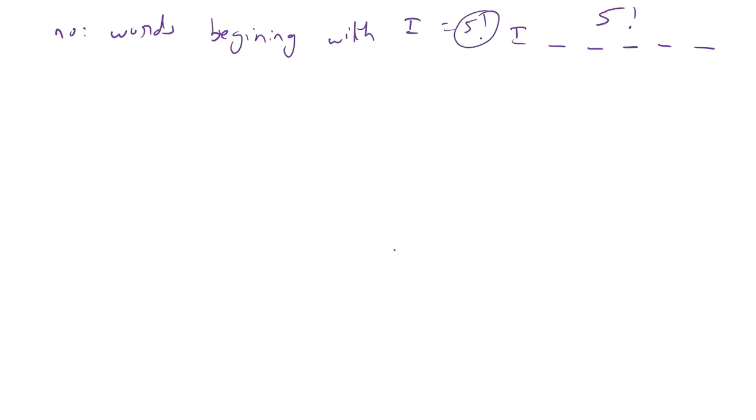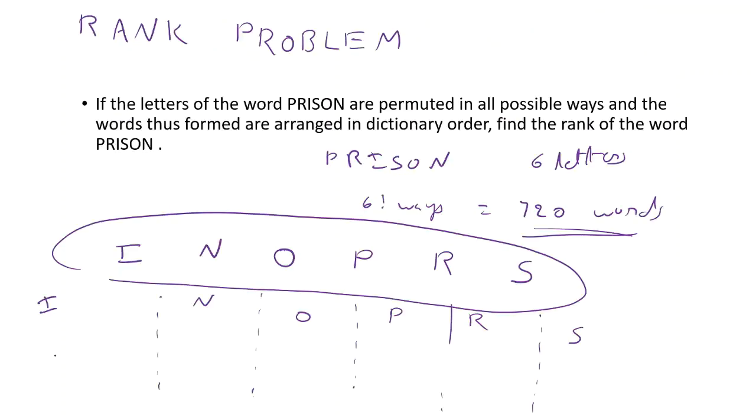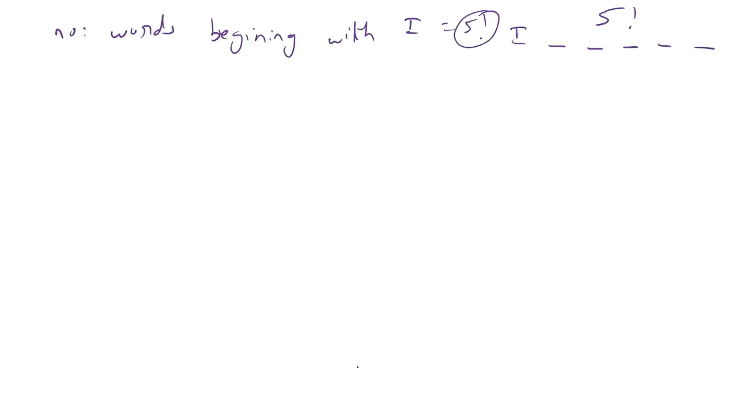So similarly we'll have 5 factorial words in this page, in this page, in this page, here and here. The number of words which begin with N is 5 factorial. The number of words which begin with O is also 5 factorial. So definitely these three 5 factorial words are there before prison.